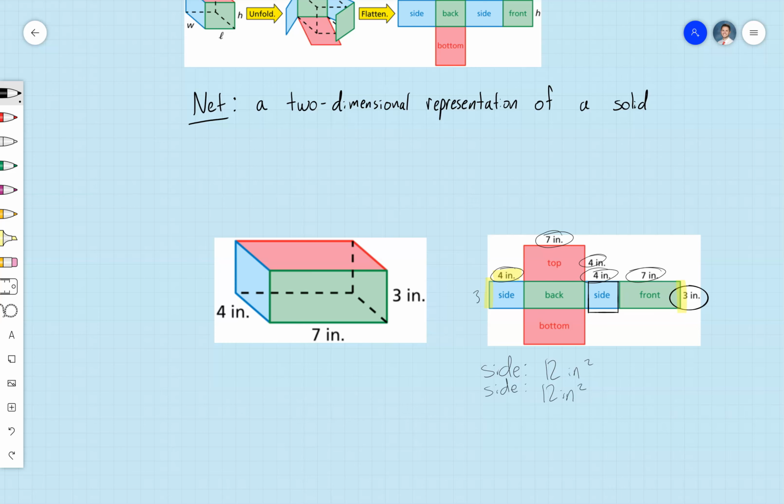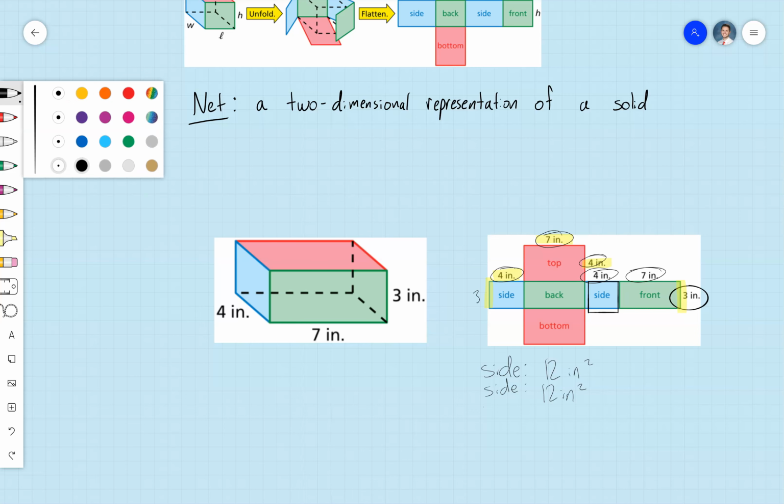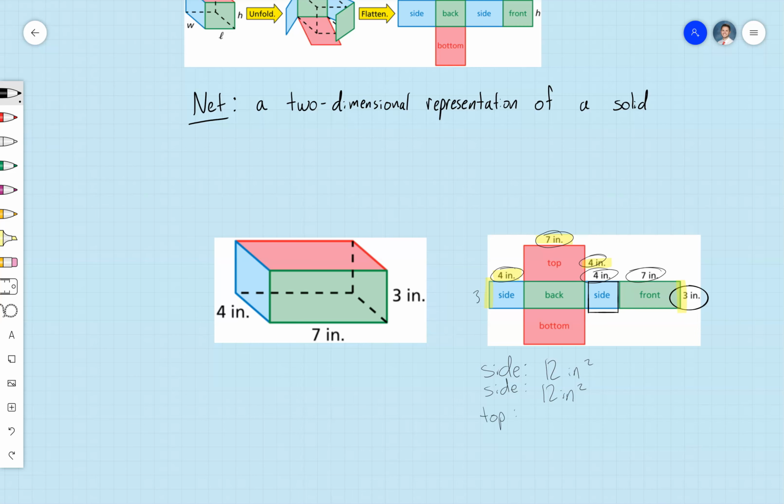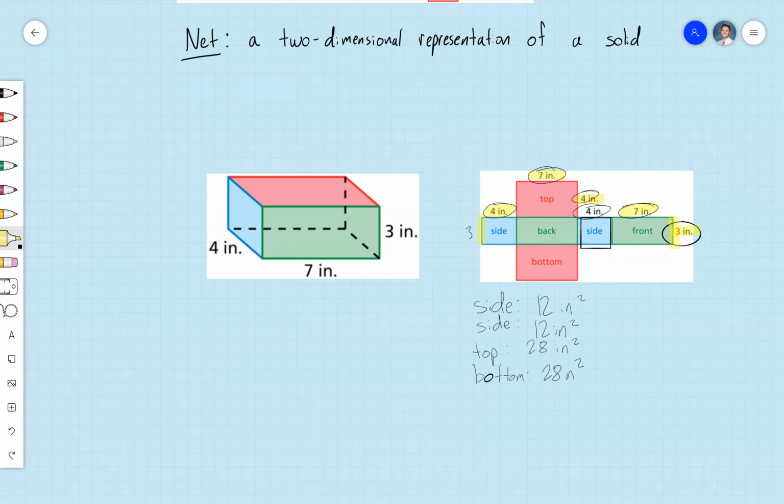That's going to be another 12 square inches. Then the top and bottom, we can see we've got 7 inches by 4 inches, and 7 times 4 is 28. So the top would be 28 square inches, and the bottom would also be 28 square inches. And then the front and back are 7 by 3 inches. So 7 times 3 is 21, so we have 21 square inches.